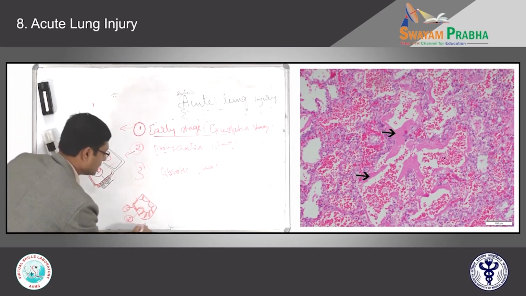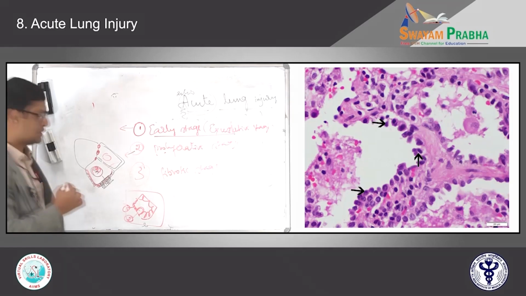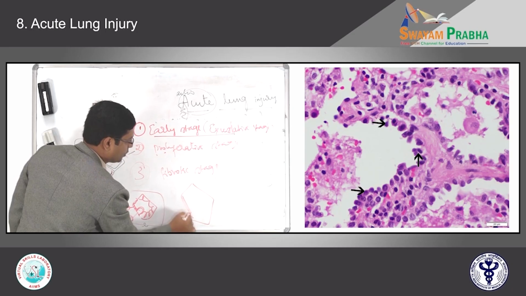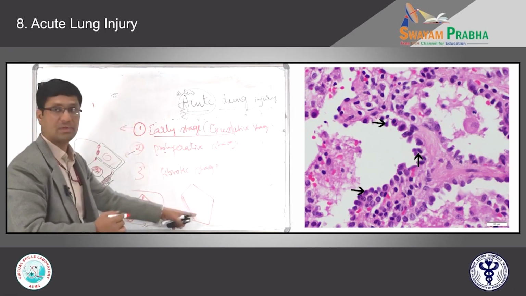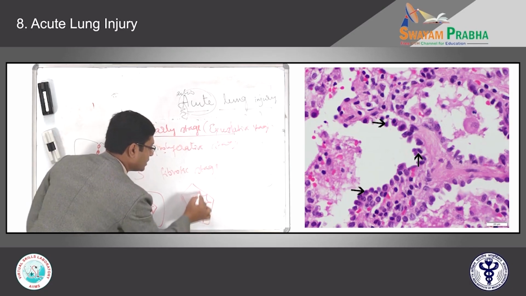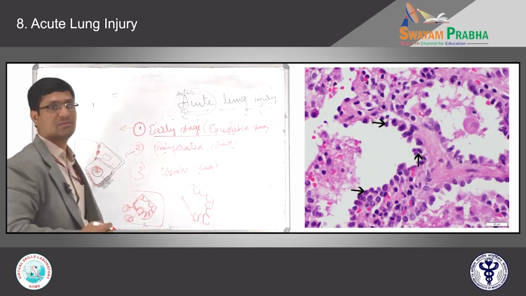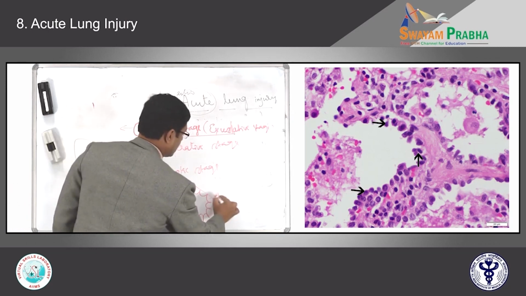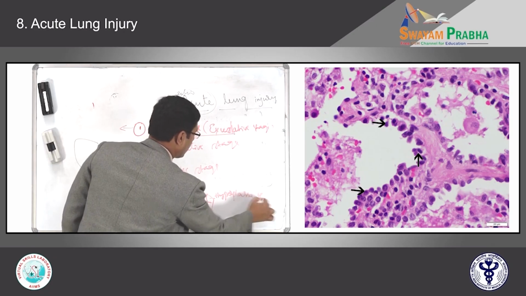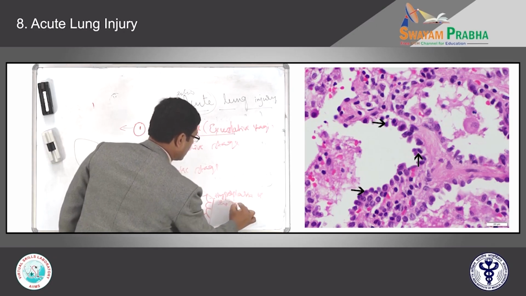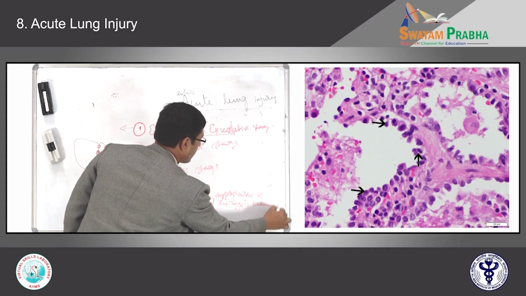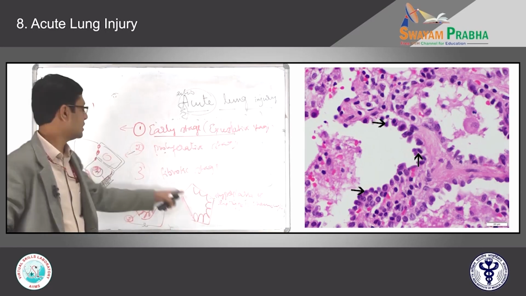When you see microscopically at this stage, you will see lung alveoli. You may see a small part of hyaline membrane, but in the rest of the area, you will see very prominent type 2 alveolocytes. We call it hyperplasia of the type 2 pneumocytes. This is the proliferative stage.